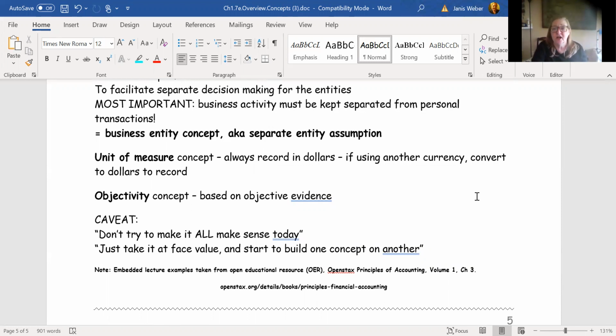And then the objectivity concept is another one I'll bring up this time. It's based on objective evidence. Basically, if this evidence is there and it's clear to anyone who would look at it, or to educated people aware of the circumstances, they would interpret it the same way. So it's not just conjecture, where we're making something up. So that's just a few concepts I'm dropping in this time, and we'll add more accounting concepts or principles as we go along. But I want to make a caveat.